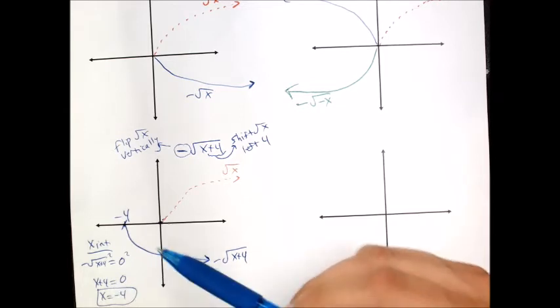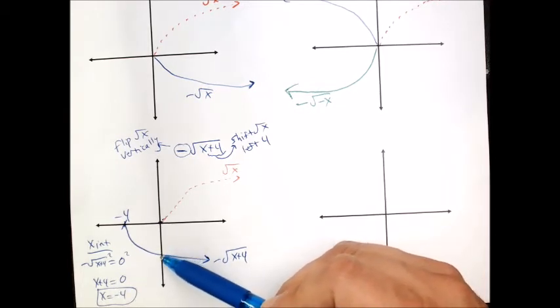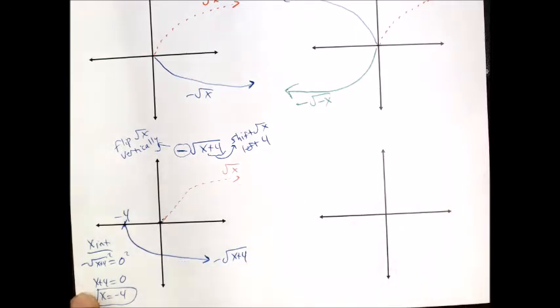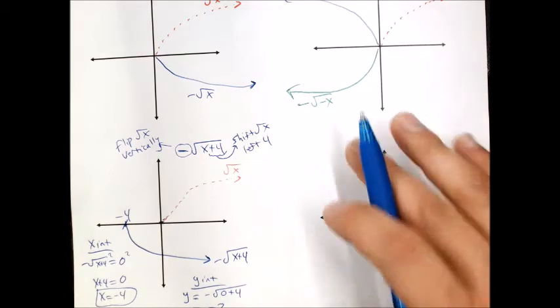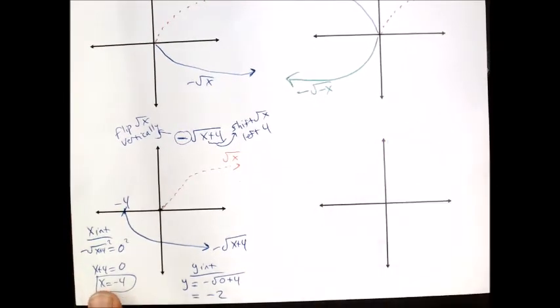But for the y-intercept, I don't know how to think about that one. We can't really get an easy way to think about where that is. And so we really do need to do some algebra for that. So for the y-intercept, you set x equal to 0. And so you get y equals minus square root of 0 plus 4. And so that's going to give us minus 2. Oops, sorry about that. Off the page there.